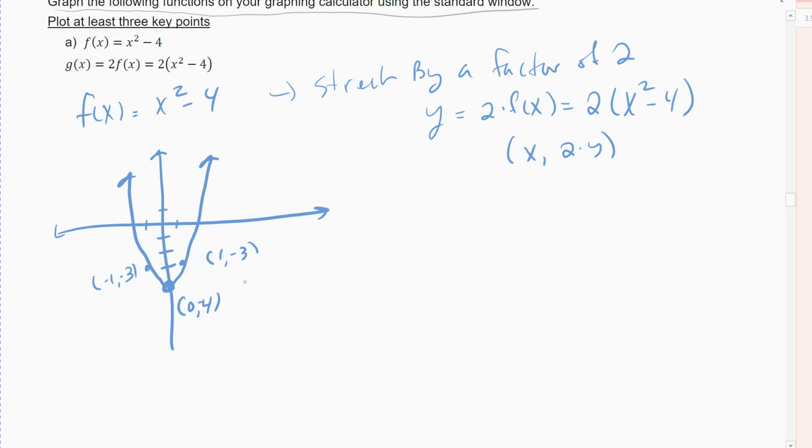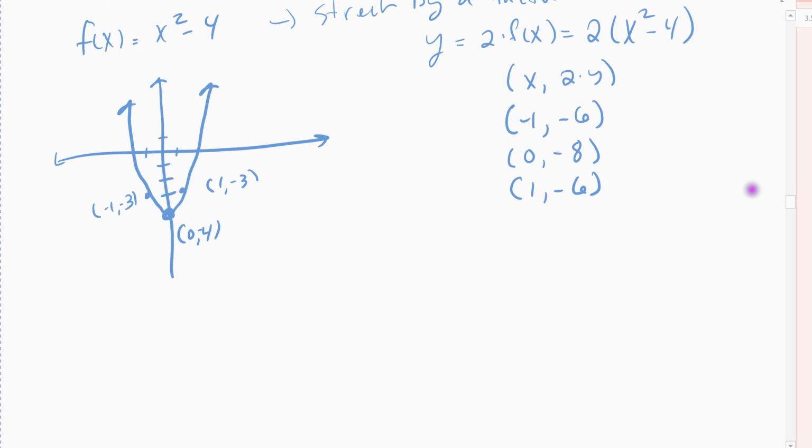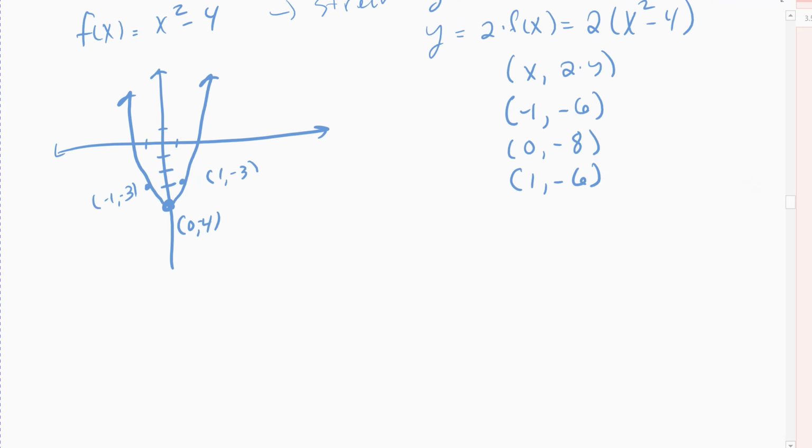So my original points were -1, -3, 1, -3, and 0, -4. Well, the new points, when I do this stretching, the x values stay the same, so it'll still be at -1, but instead of at -3, it'll be at -6. 0, -4, well, instead of being at 0, -4, it'll be at 0, -8. And instead of 1, -3, it'll be at 1, -6. And you can check it on your calculator. That is what happens when I do this vertical stretch.